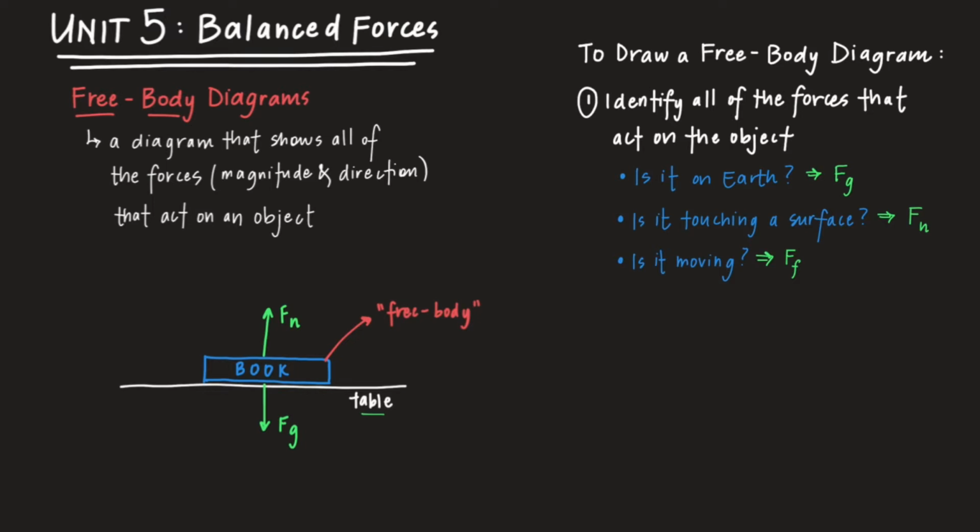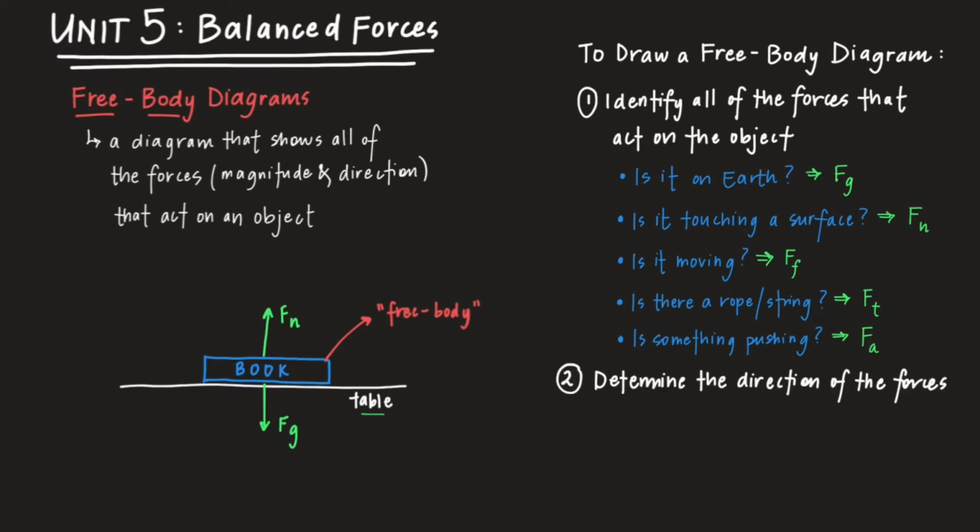Our fourth question is, is there a rope or a string? Because if there is, we know that we're dealing with tension. We know the force of tension is that force that's in a rope or in a string. Finally, is something or someone pushing or pulling on the object directly? We know that that is the applied force, the force applied by something or by someone. So that's our first step, just identifying all the forces that are actually acting on the object.